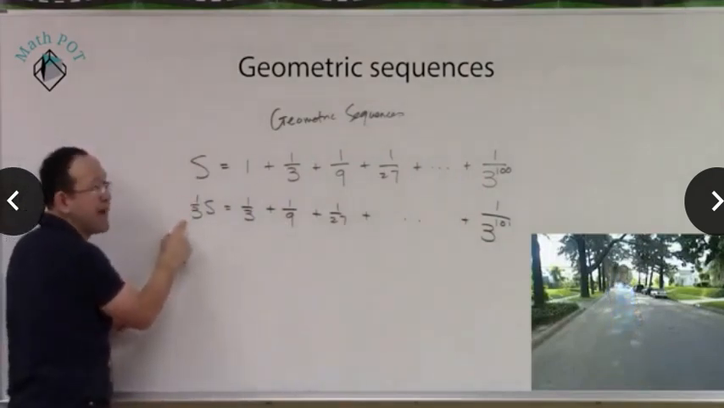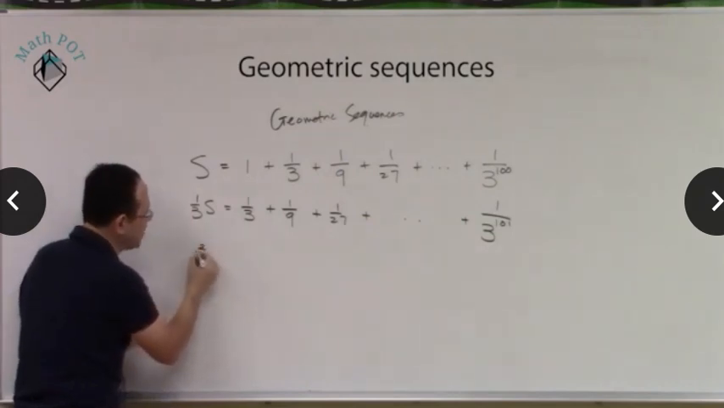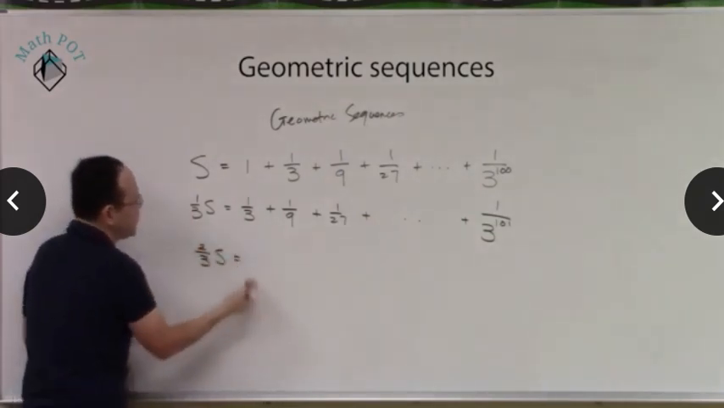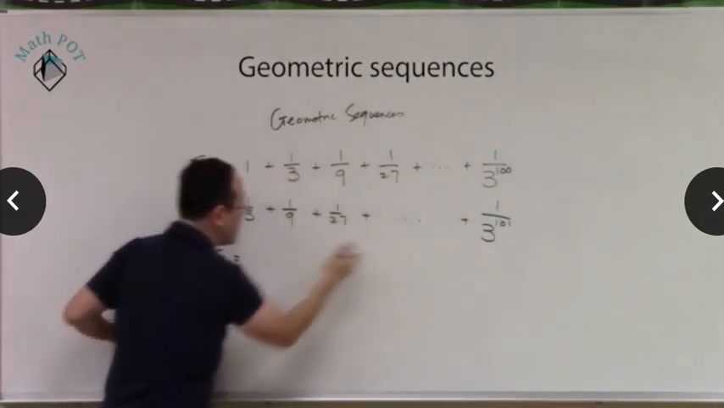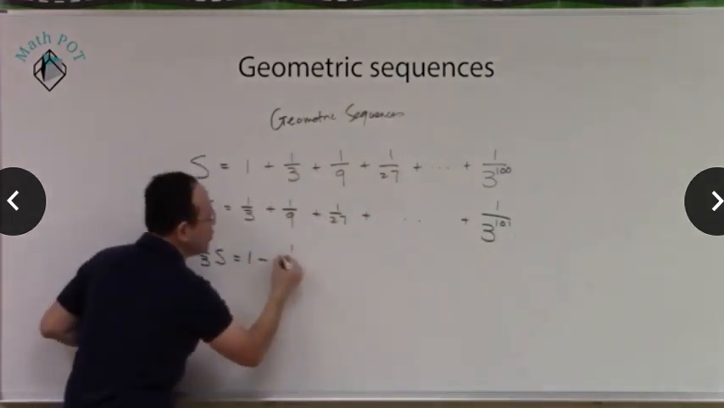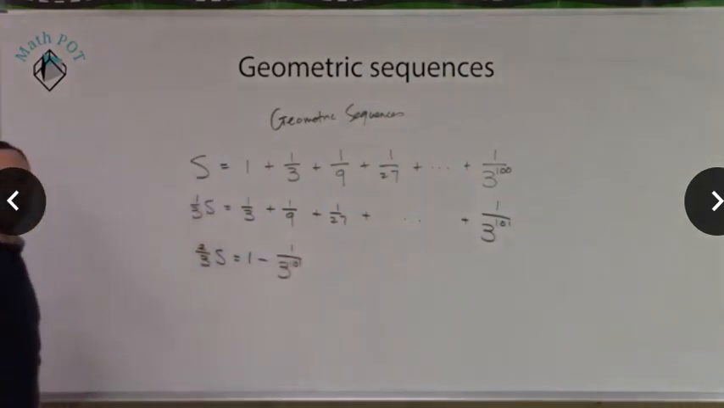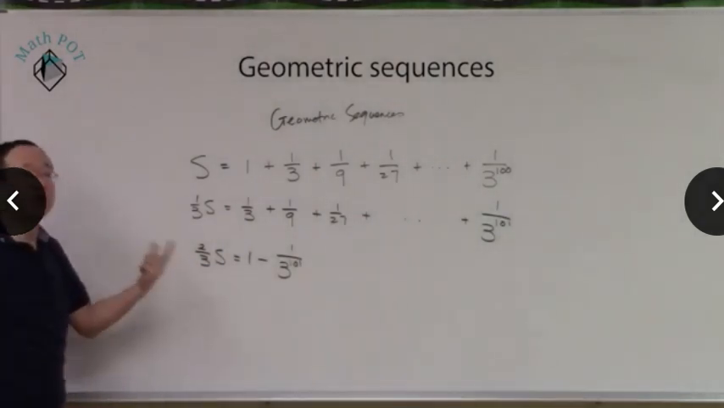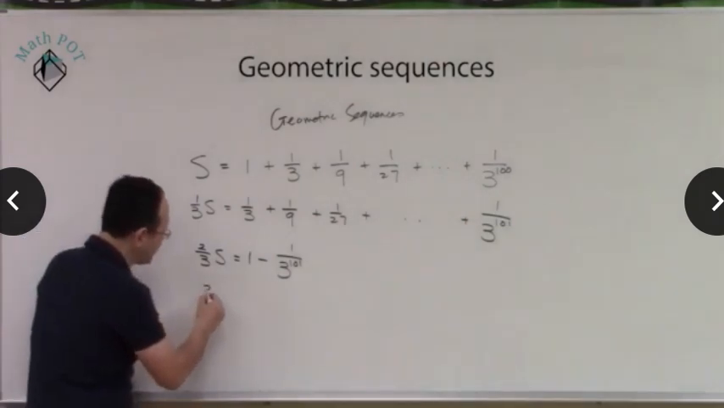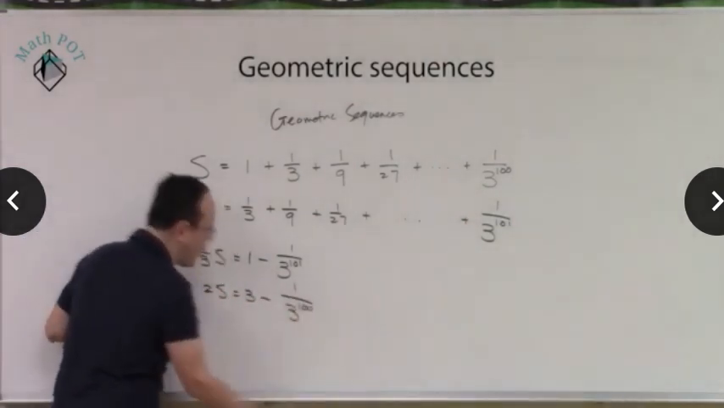First equation minus second equation: S minus 1 over 3 S gives us 2 over 3 S. All those terms disappear except this one, minus this one. That gives us 1 minus 1 over 3 to the 101 power. Next, our goal is to figure out S. So let's multiply both sides by 3. We end up with 2S equals 3 minus 1 over 3 to the 100 power.